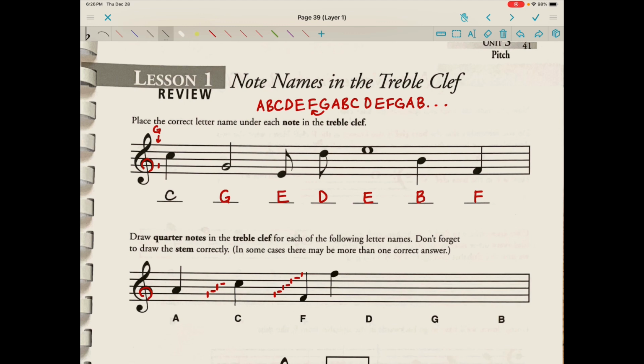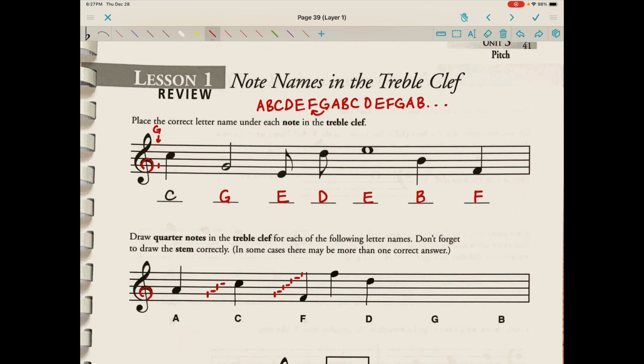For our next note, it asked us to write a D. So starting here on G, I'm going to go up A, B, C, D by step. I'll be on line 4. I'll draw a note head there, a quarter note with a filled in note head and a stem going down and on the left. For our next note, we need a G.